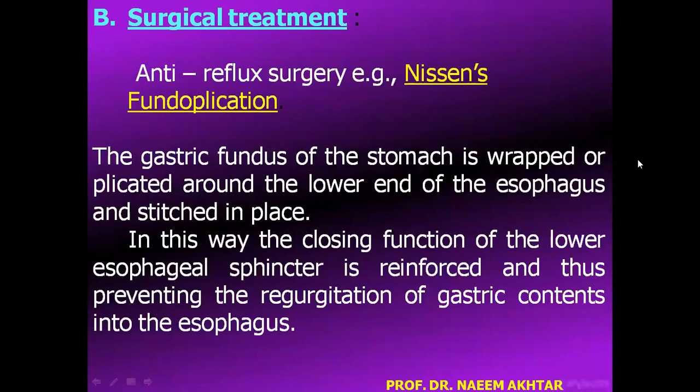Surgical treatment. Surgical treatment is anti-reflux surgery, that is Nissen's fundoplication. The gastric fundus of the stomach is wrapped or plicated around the lower end of the esophagus and stitched in place. In this way, the closing function of the lower esophageal sphincter is reinforced, thus preventing the regurgitation of gastric contents into the esophagus.